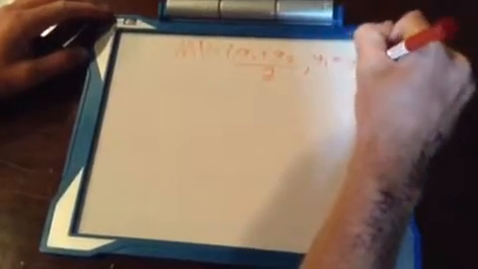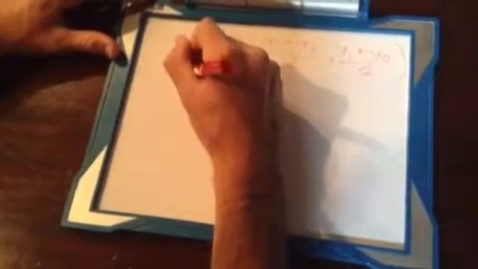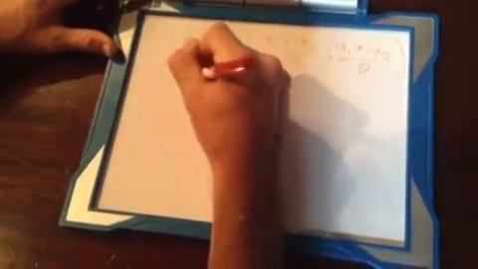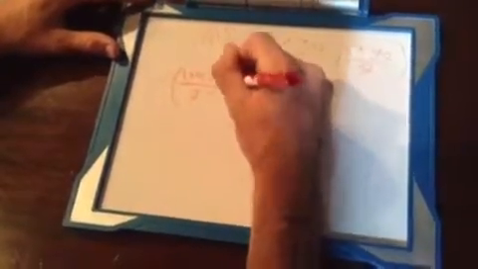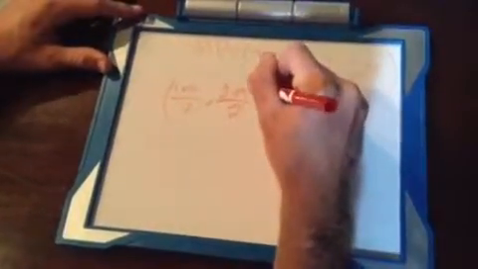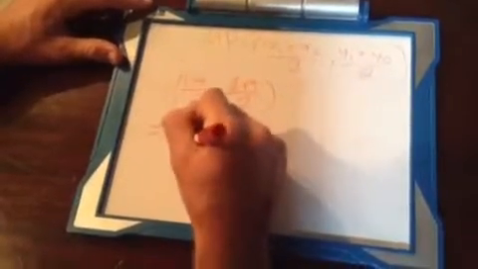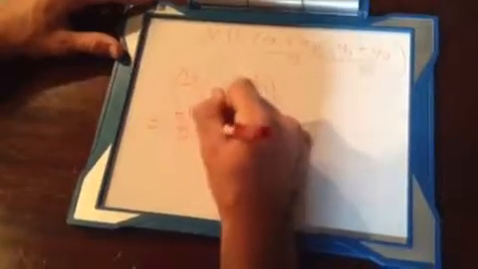Okay, so we're trying to find the midpoint, and midpoint equals x1 plus x2 over 2 and y1 plus y2 over 2. So now we're trying to find the midpoint of 1 and 2 and 4 and 4. So it'll equal 1 plus 4 over 2 and 2 plus 4 over 2, which comes out to 5 halves and 3 as your midpoint.